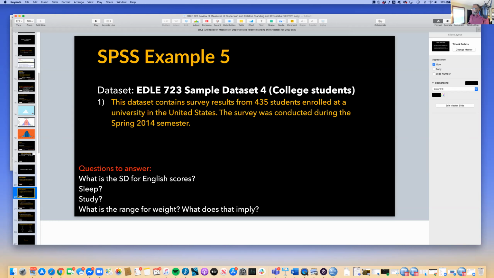And Philip, could you find the standard deviation for study? And I'll take the range for weight. I'll take a volunteer for that.